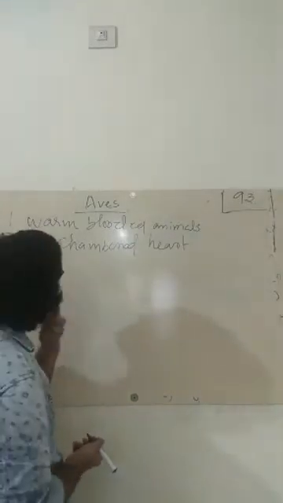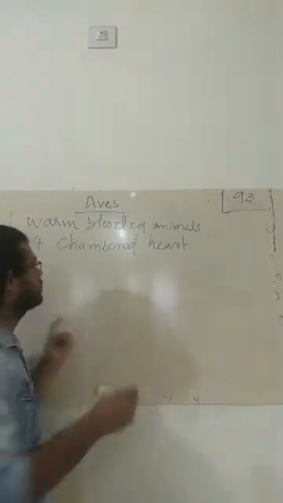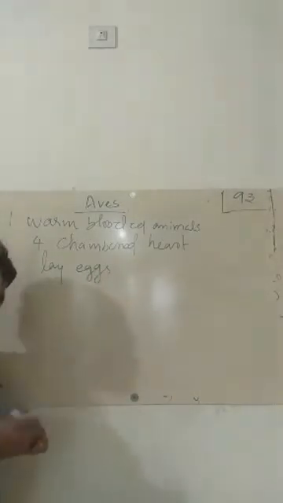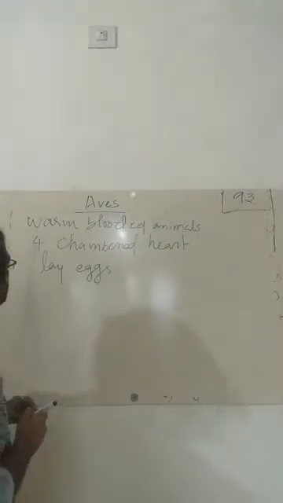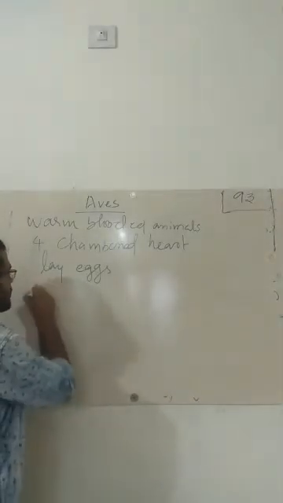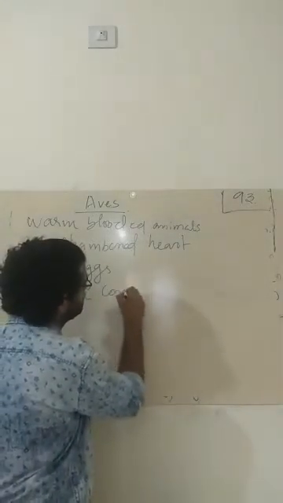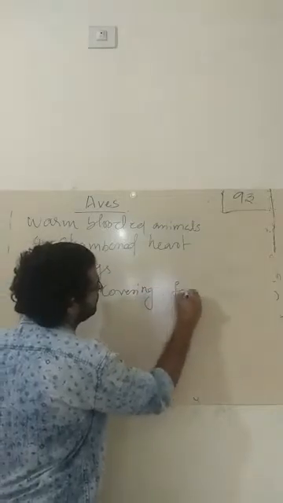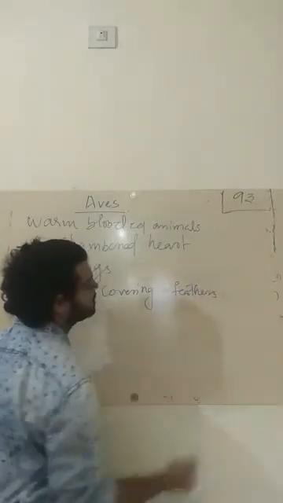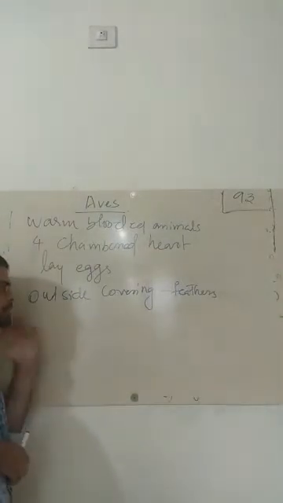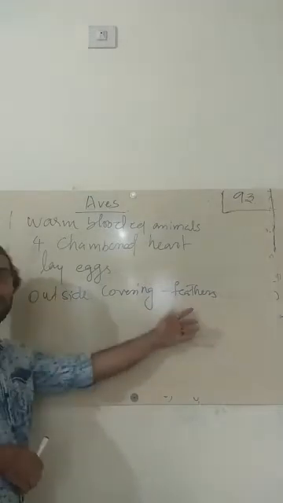And after that, we want to say that they also lay eggs. There will be an outside covering known as feathers. So that one is a warm-blooded animal with a four-chambered heart that lays eggs, and the outside covering is known as feathers.